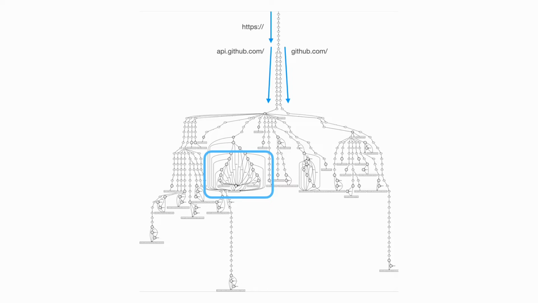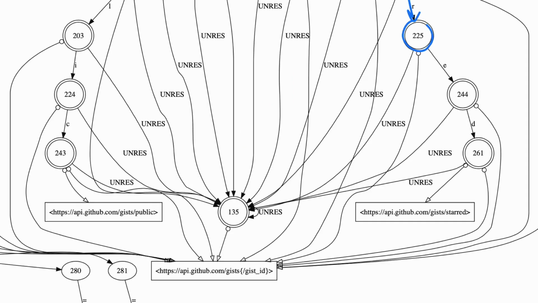There's one interesting area here. It looks like a shell, where there's state transitions crossing each other and then joining back together. Let's take a closer look at that. Suppose we specify a gist ID that begins with starred, except for the last character. In this case, we skip the transition on D that would normally be from 244 to 261, and we instead jump to 135, which is the route that contains the gist ID variable. This is how we handle partially overlapping states.